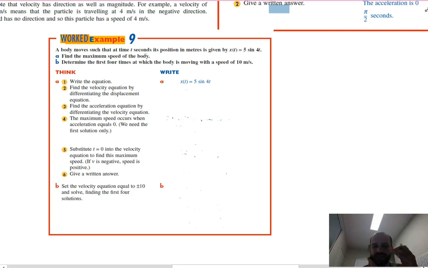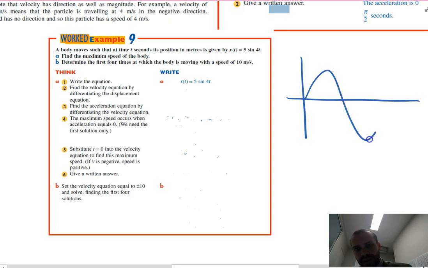Okay, so speed is like velocity, but it doesn't matter which direction it's moving in. If that is your velocity function, this is the maximum velocity, let's say 5 meters per second. This is negative 5 meters per second. But those mean the same thing in terms of speed.